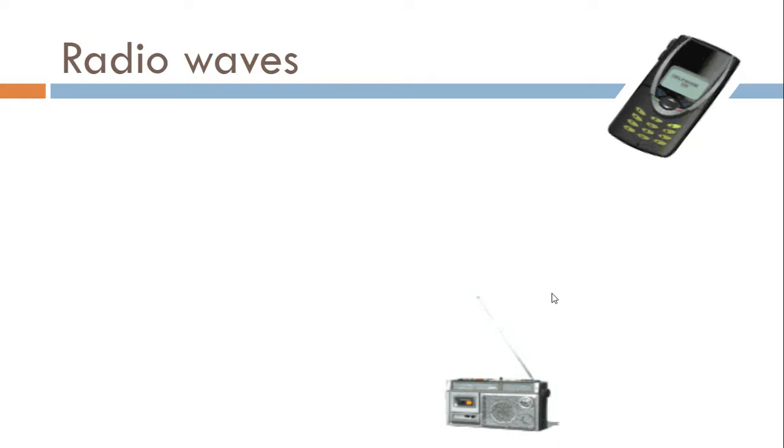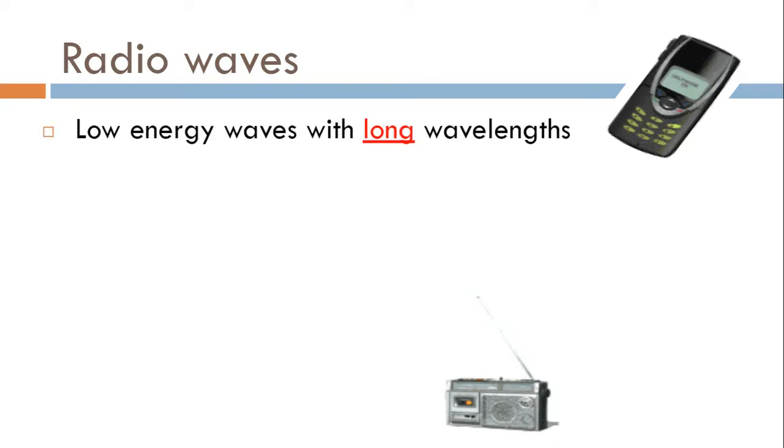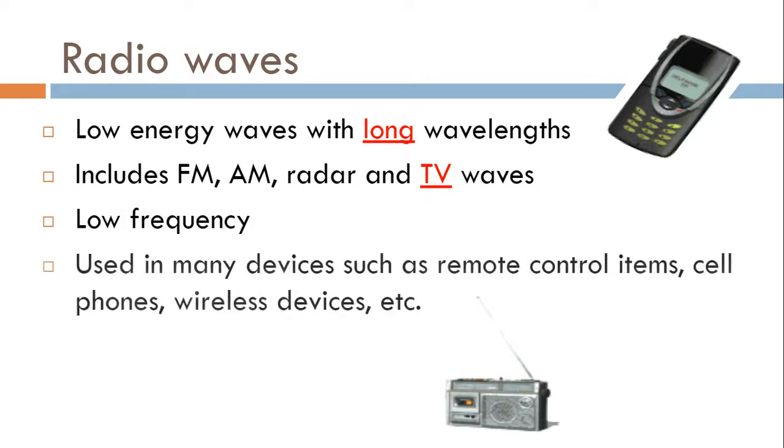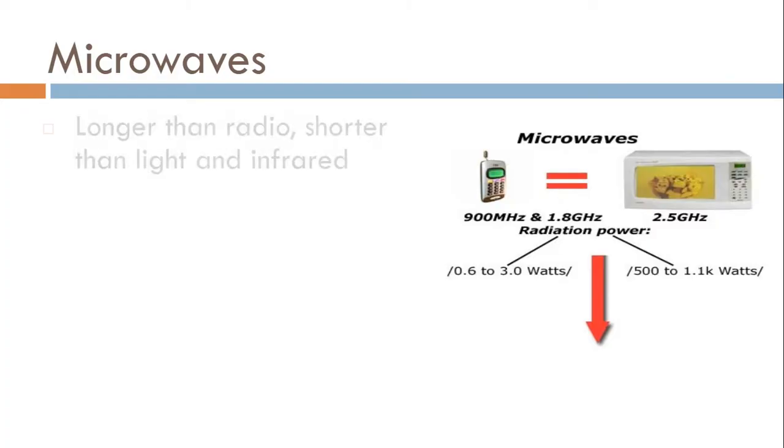Right, so let's look at radio waves. Radio waves are low energy waves with really long wavelengths. They include FM, AM, radar, and TV waves. They're very low frequency, and they're used in many devices such as remote control items, cell phones, and wireless devices. Next, we have microwaves.